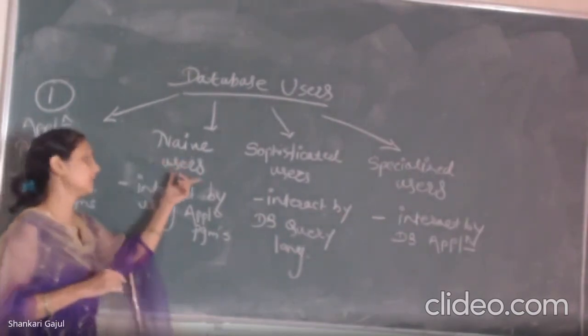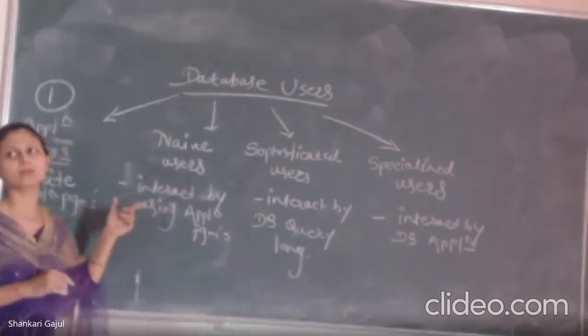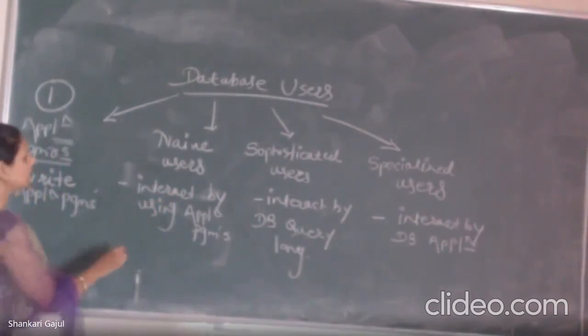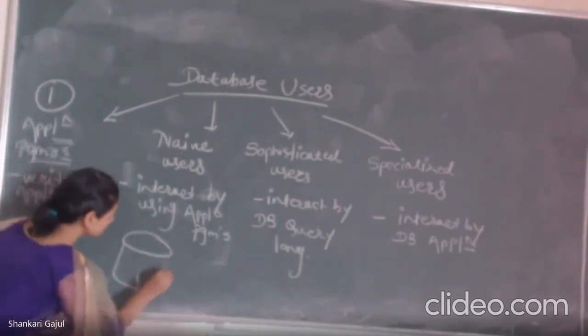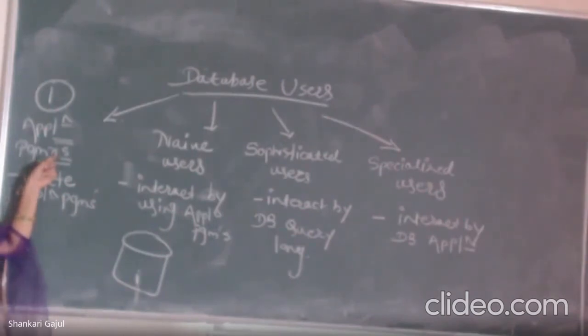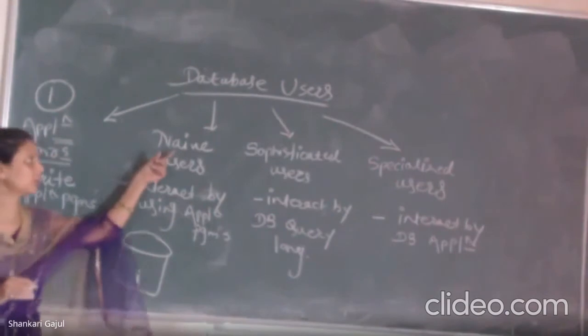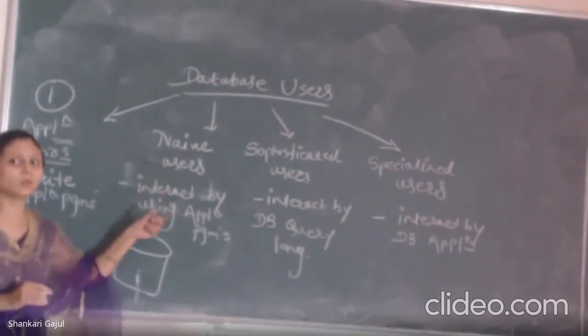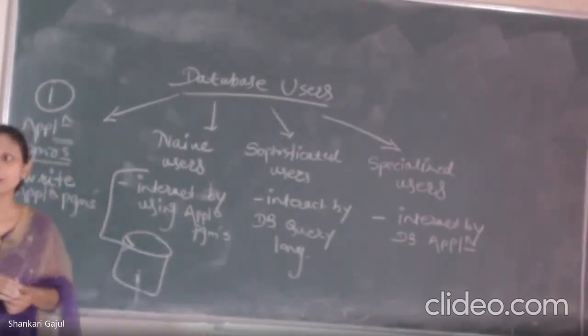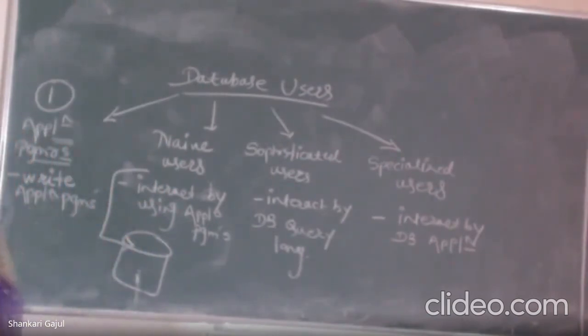So next is the naive user. Okay. So naive users are the users who interact with the database system. The application programmers are not interacting with the system. They are just writing the application program. So what about the naive users? The naive users directly interact with the system by using the application programs, the programs which are already written by the application programmer.